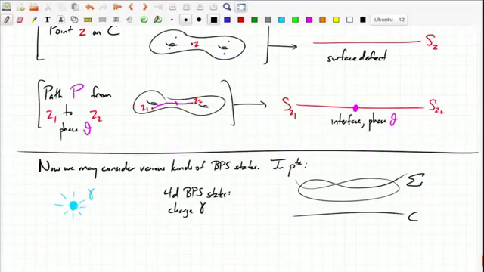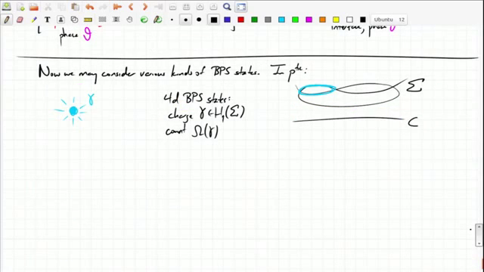Okay. And so those are counted by, as we said last time, they're counted by omega of gamma. Okay, great. And now we could have the same thing as we talked about last time. We could have these framed BPS states. Let me not write those separately. So sorry, this is the first homology of sigma with integer coefficients.